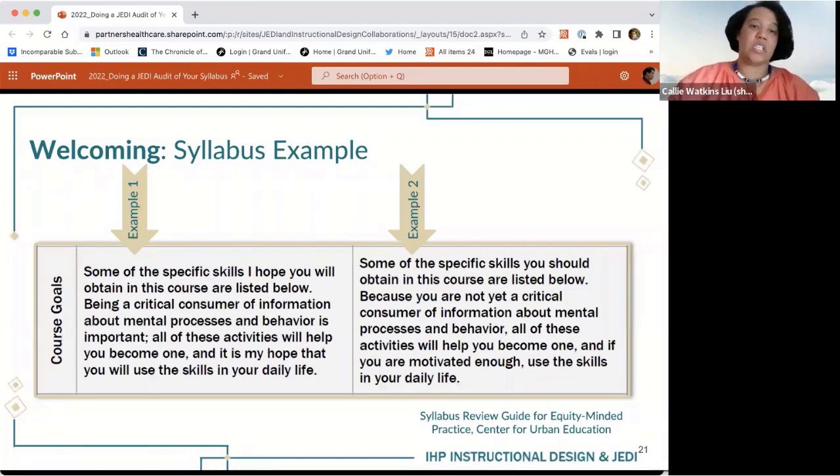Example 1: Some of the specific skills I hope you will obtain in this course are listed below. Being a critical consumer of information about mental processes and behavior is important. All of these activities will help you become one, and it is my hope that you will use the skills in your daily life. Example 2: Some of the specific skills you should obtain in this course are listed below. Because you are not yet a critical consumer of information about mental processes and behavior, all of these activities will help you become one, and if you're motivated enough, use the skills in your daily life.